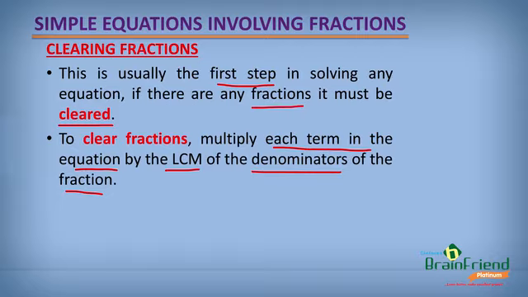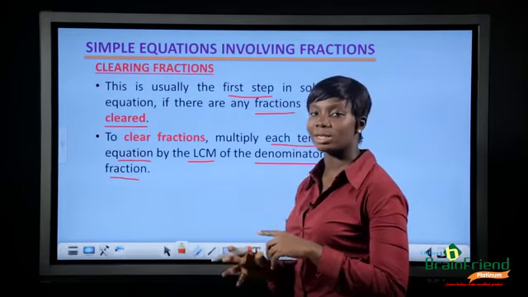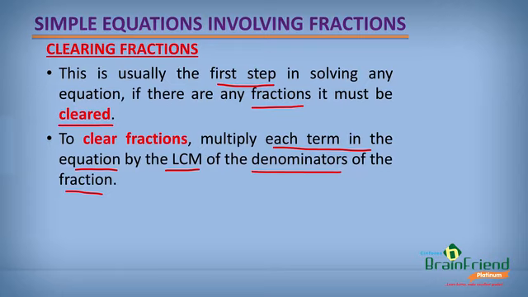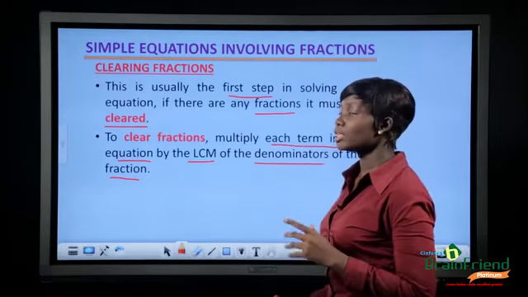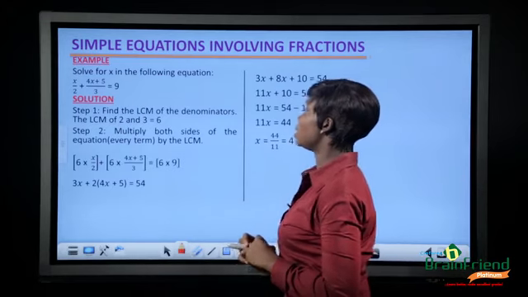To clear fractions, multiply each term in the equation by the LCM of the denominators of the fractions. So if you want to clear a fraction, the first thing to do is to find the LCM of all the denominators in that equation and then multiply each term in the equation by the LCM. Let's look at an example to understand what we are saying.